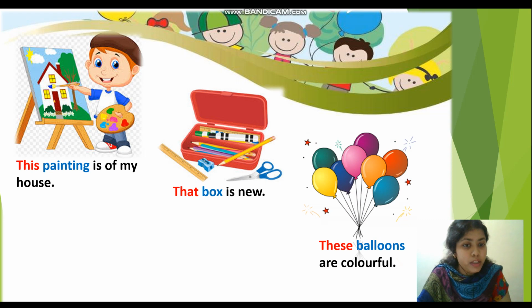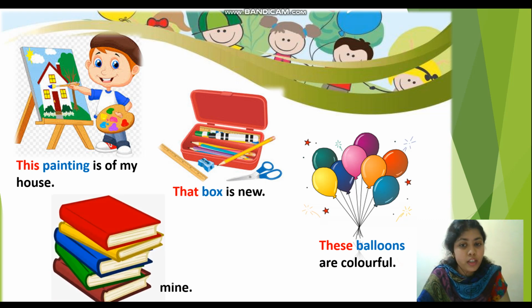The next example, these balloons are colorful. Again, children, balloons is a noun and the word these is coming before a noun. Fine. So, therefore, these is also a demonstrative adjective. The next one, those books are mine. Again, the word books is a noun and the word those is coming before books.